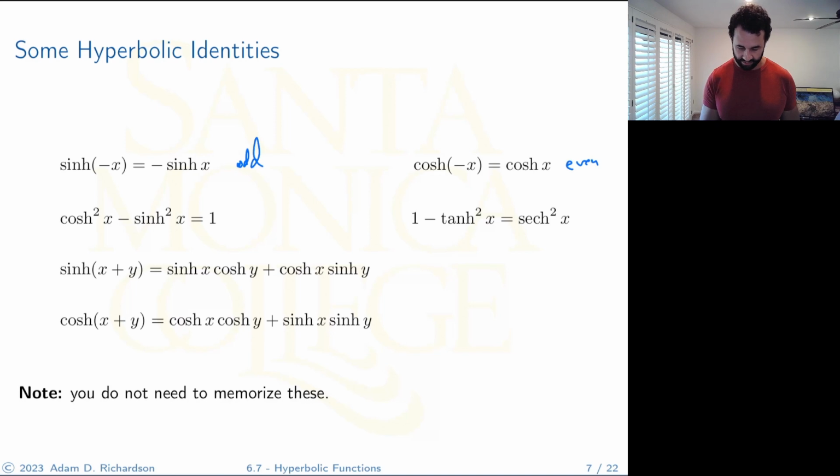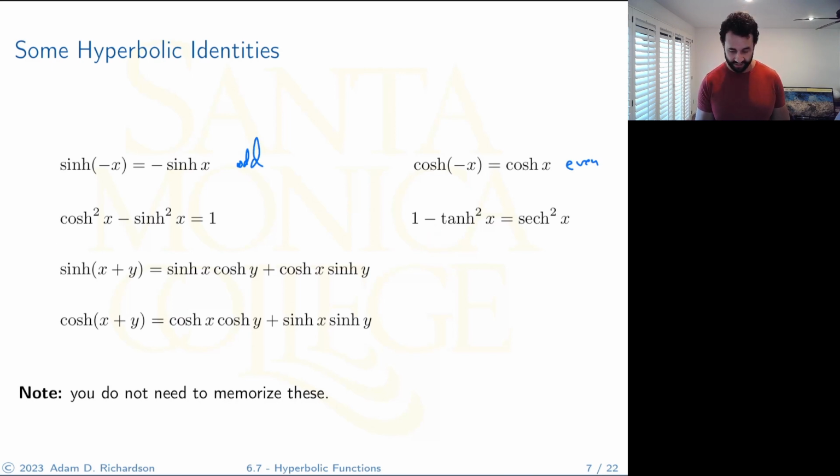There's a related Pythagorean identity. It's this one right here, except now instead of it being plus, it is minus. There's also a tangent identity. Here we go: 1 minus tanh squared equals sech squared. Very, very similar, except now this is a negative and they're hyperbolic instead.